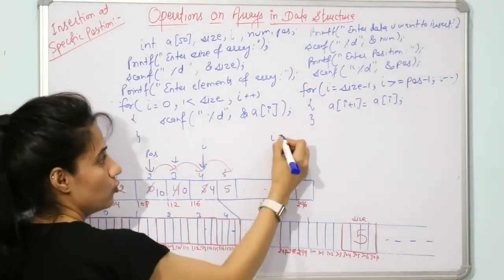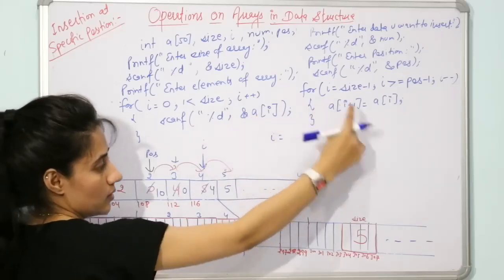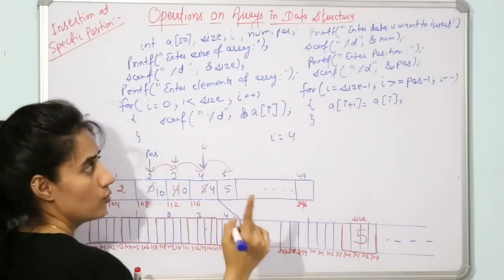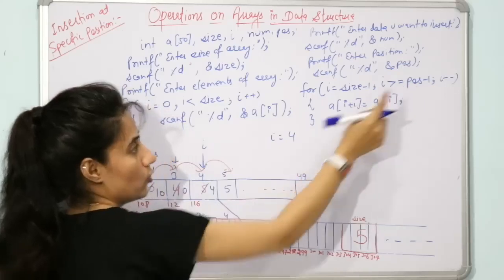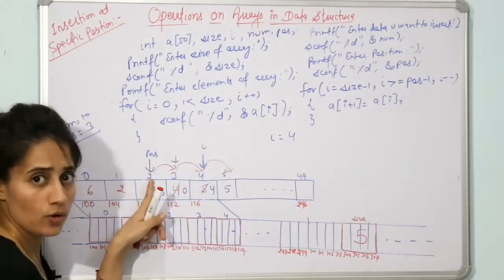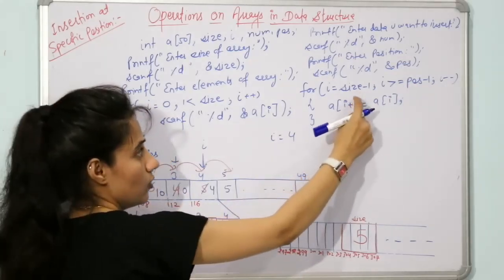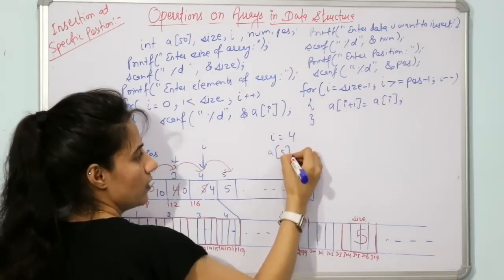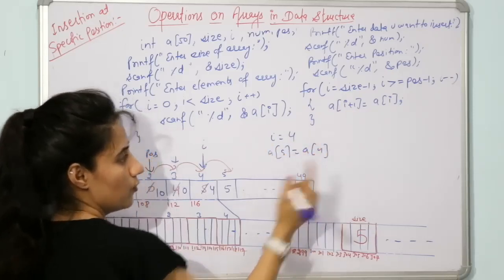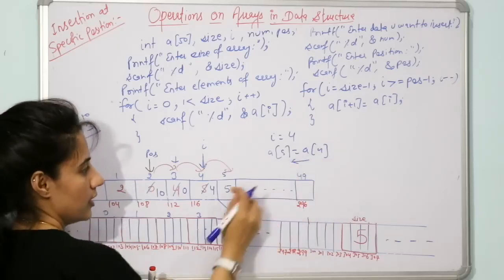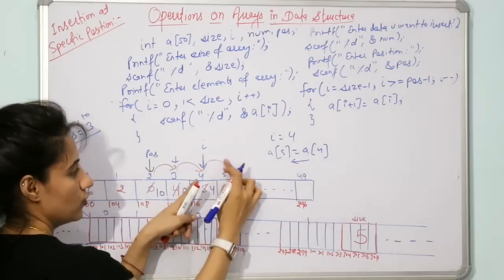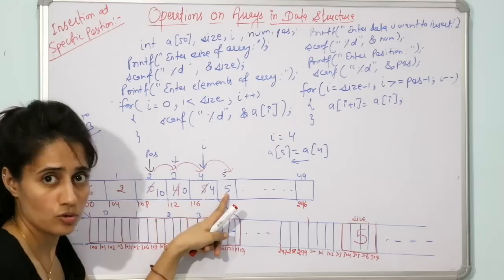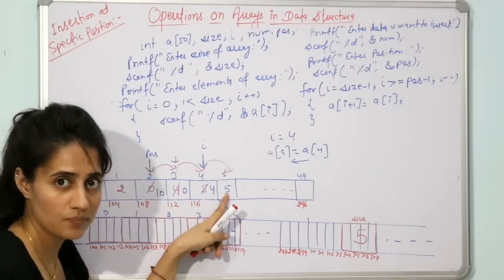So size is 5, so I is equal to 4. 4 is greater than or equal to position minus 1, 4 is greater than or equal to 2, fine. So control will go here. A of I plus 1, that is A of 4 plus 1, A of 5 is equal to A of 4, and it means this A of 4 value would be transferred to A of 5. That's what we have done exactly, fine.